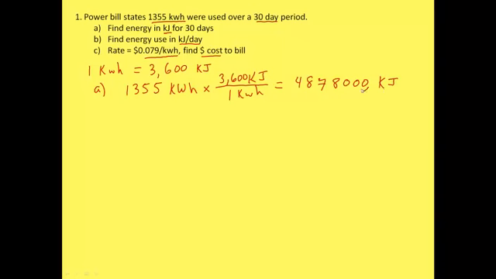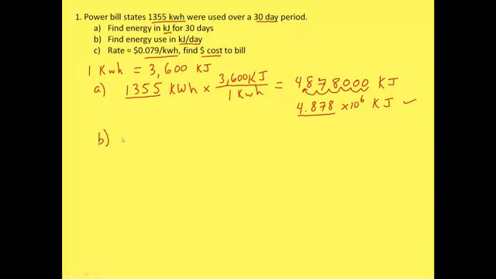And since this is 1, 2, 3, 4, 5, 6 decimal places, that's also 4.878 times 10 to the 6th kilojoules, the same thing in scientific notation. And notice we keep 1, 2, 3, 4 digits because we started with 4 digits in scientific notation and the number of digits that we can work with. So that is the answer, kilojoules over a 30-day period.